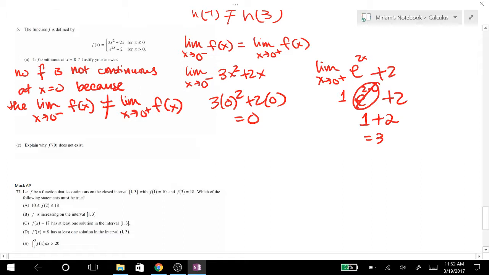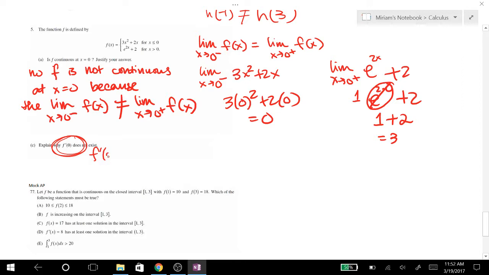It says, explain why f prime of 0 does not exist. You have to remember, I don't have a derivative if I'm not continuous. And the fact that you just said it's not continuous at x equals 0 is the reason why there's no derivative there.